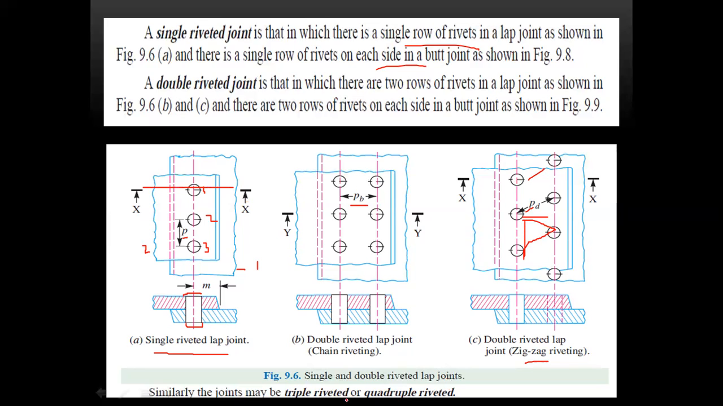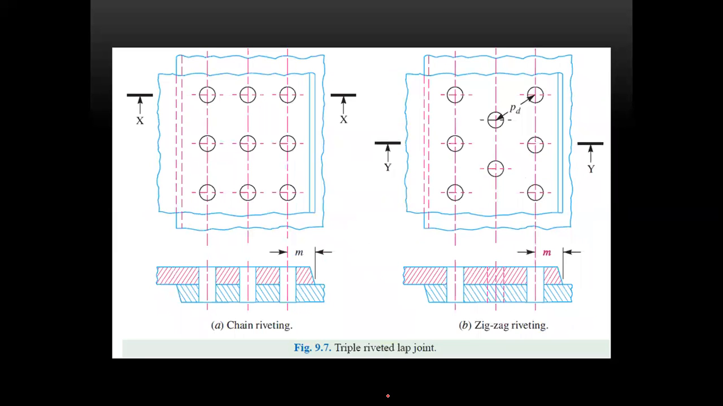Similarly, we have other types of triple riveted joints also. Okay, so if you see this one, it is a triple riveted lap joint. In this there is chain riveting, zigzag riveting. Triple means simply the plate sheet increases. There is one row, there is a second row, there is a third row.